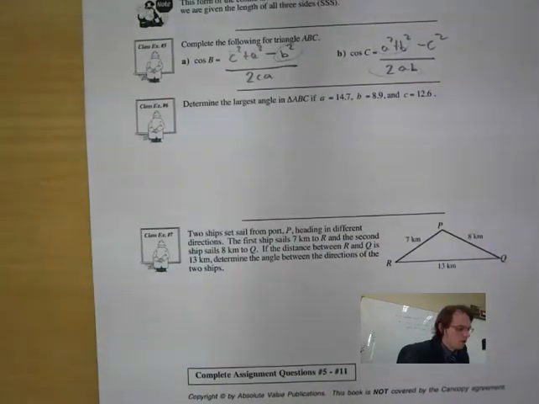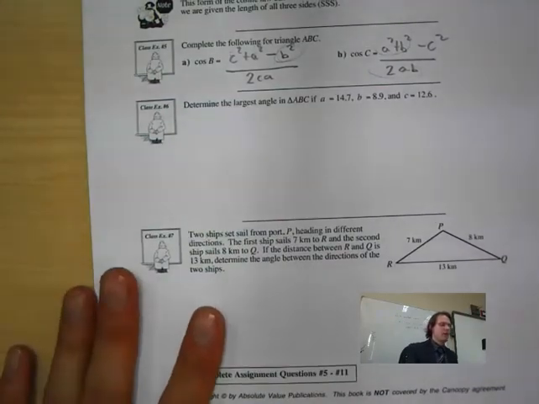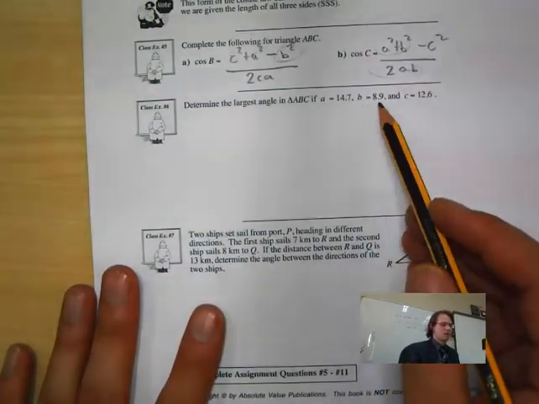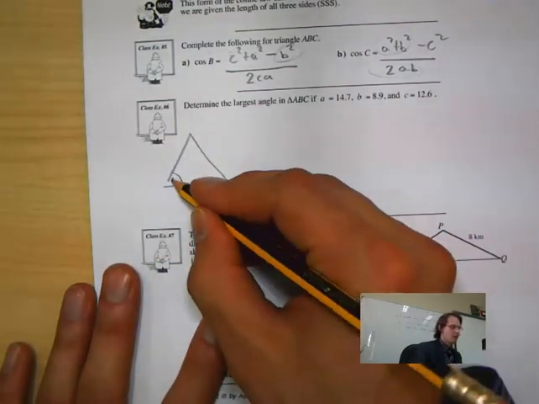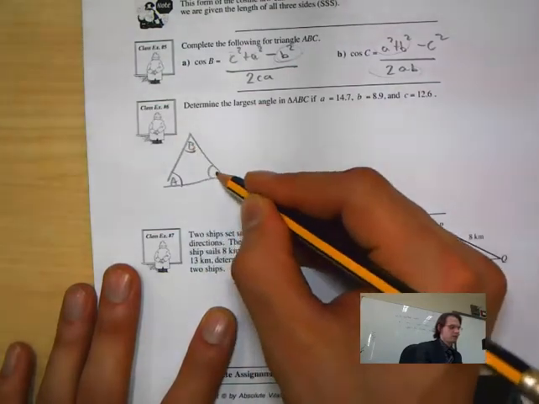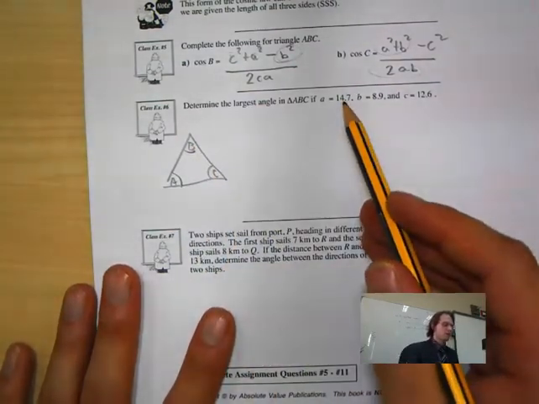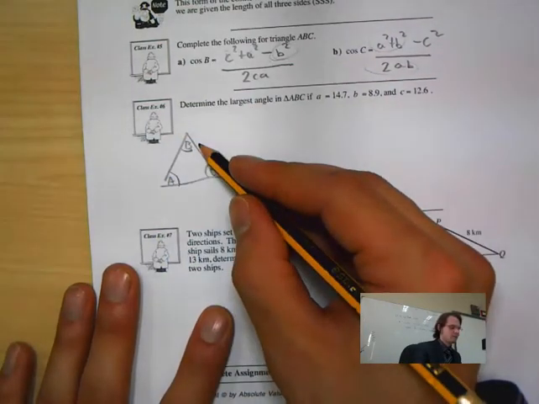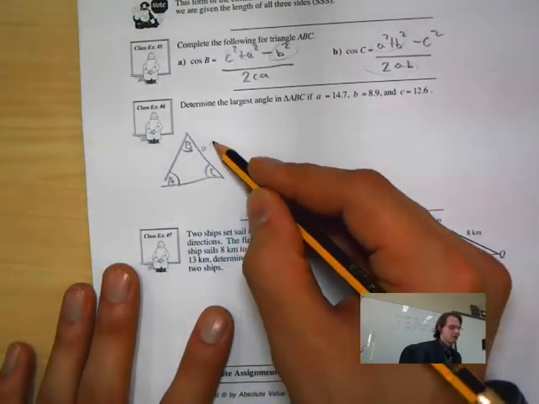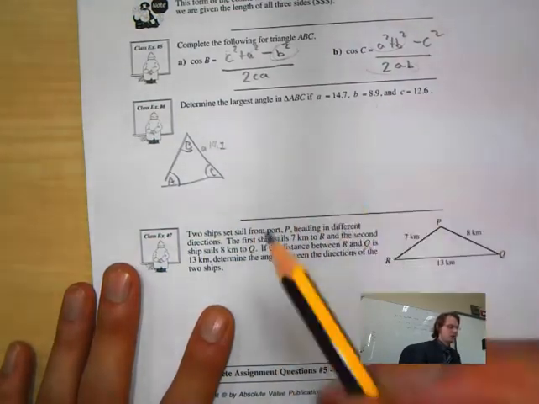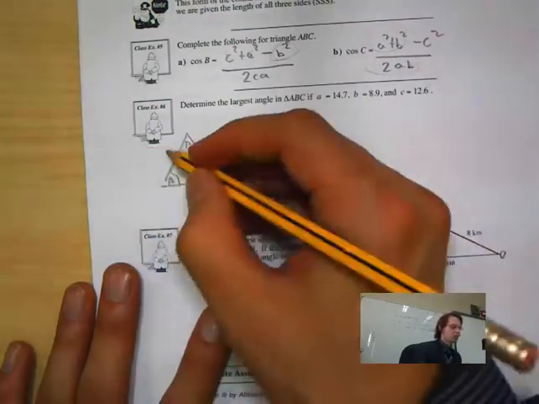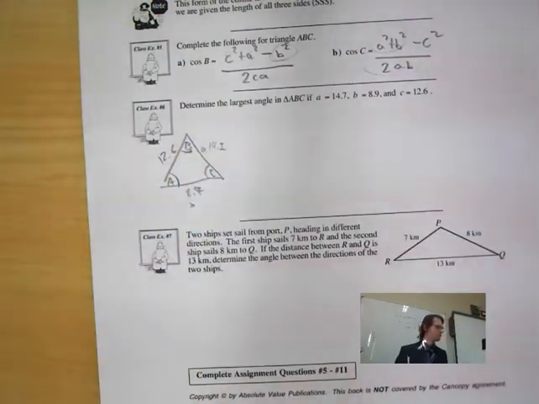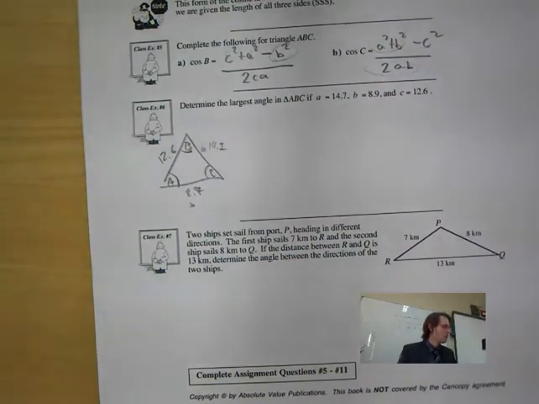Determine the largest angle for triangle ABC if A is equal to 14.7. So we just make the triangle. We have A, B, C. A is 14.7, B is 8.9, and C is 12.6. So we want to figure out the largest angle for this one.